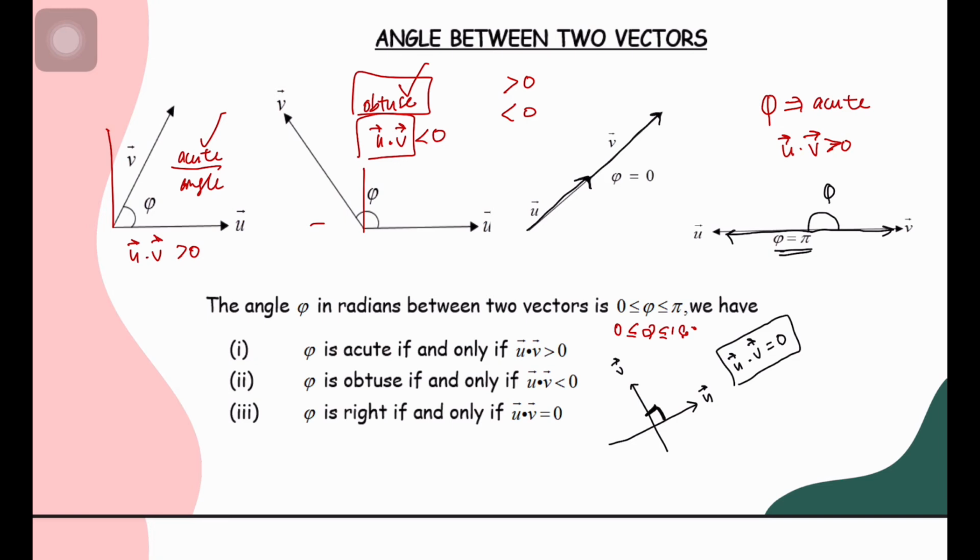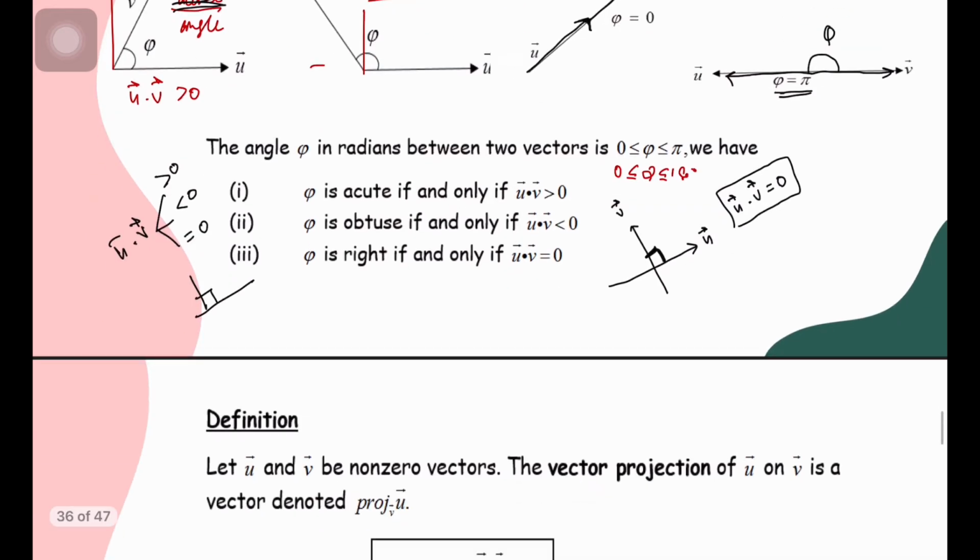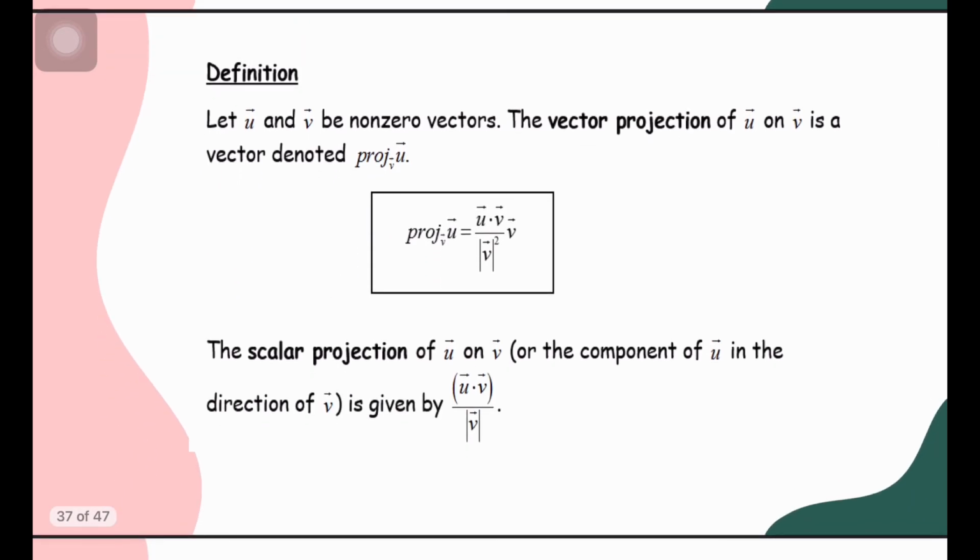So we have three types of phi. If we have the dot product U and V greater than 0 means we have the acute angle, where the acute angle is less than 90 degree. Then if we have the dot product less than 0, we have obtuse angle, where obtuse angle is greater than 90 but less than 180. And if we have the dot product equal to 0 means we have the right angle triangle, which is 90 degree. Okay, so next we go to the definition of projection vector.